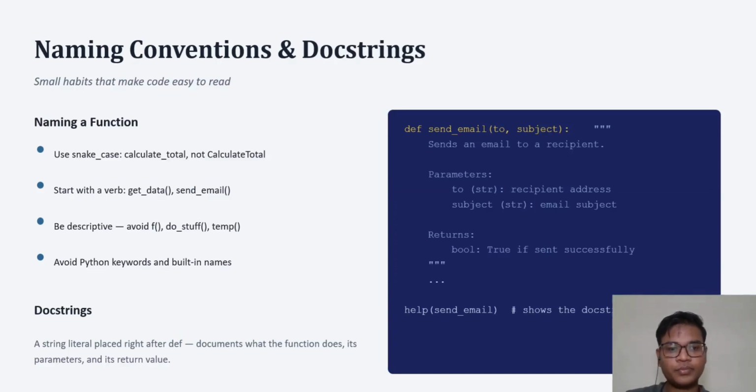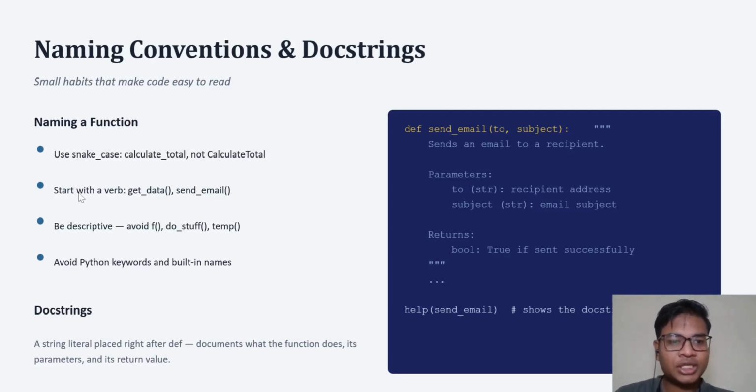Okay. So now, what do we mean by the naming convention and the docstring? Let's talk. You have to put in some small habits that make code easy to read. Just imagine you're naming a function. So we follow some rules that are better for us. First rule is that we always use snake case. Snake case means what? Like calculate_total, not calculateTotal. That is not a good way. So always use this. Okay.